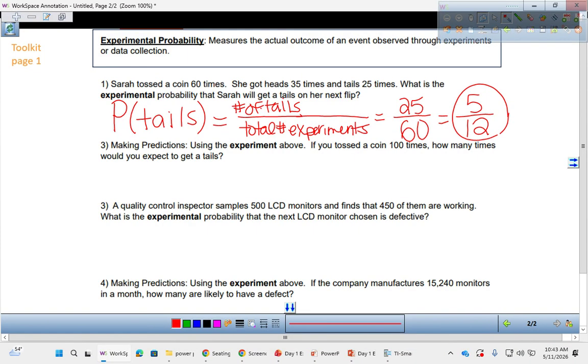Anybody have questions on the first one? All right, the second one says, now we're going to make predictions. Using the experiment above, if you toss the coin 100 times, what would you expect to get tails? Now, in general, if you toss the coin 100 times, how many times would you expect to get tails? 50, right? 50 out of 100.